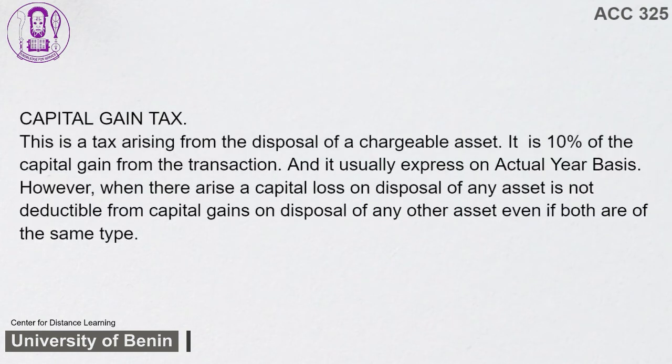Capital gain tax. This is a tax arising from the disposal of a chargeable asset. It is 10% of the capital gain from the transaction, and it is usually expressed on an actual year basis. However, when there arises a capital loss on disposal of any asset, it is not deductible from capital gains on disposal of any other asset, even if both are of the same type.